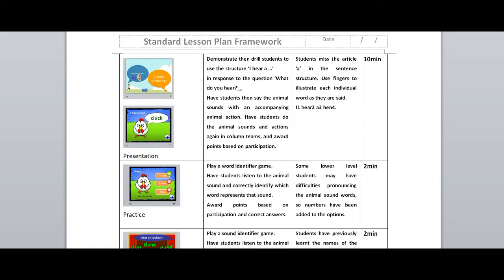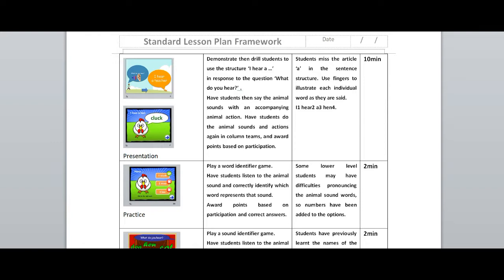And then I'm going to have all the students do a whole class drill and say this target language for me. And then I'm going to start moving on to the individual animal sounds. We'll do whole class review and whole class drill, and then I will start to do individual team drills.